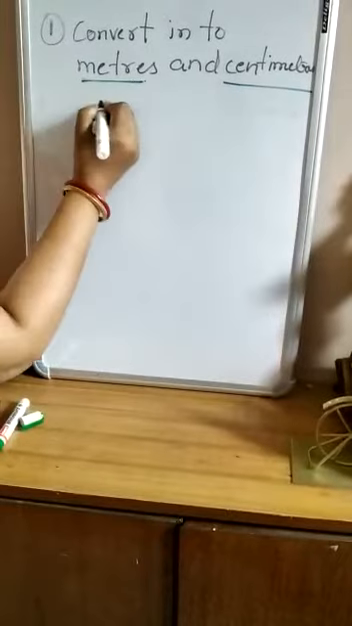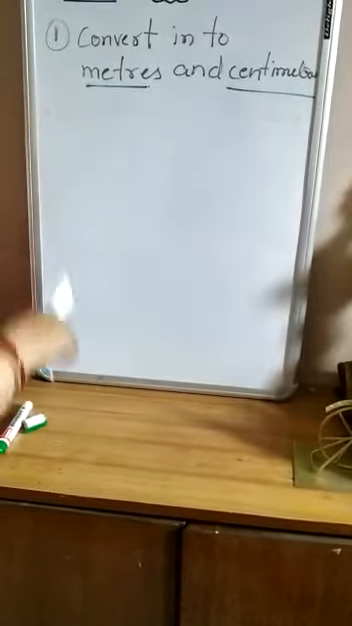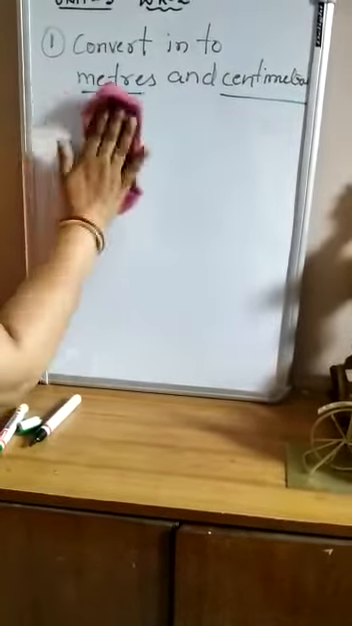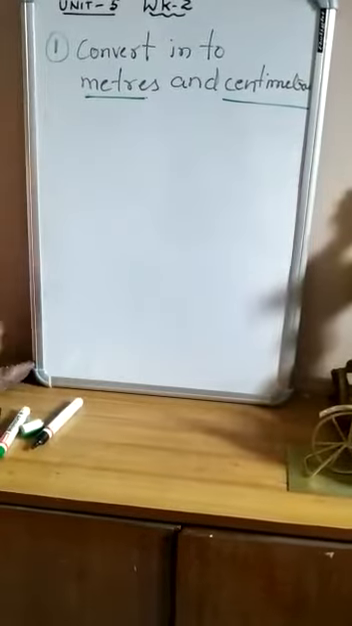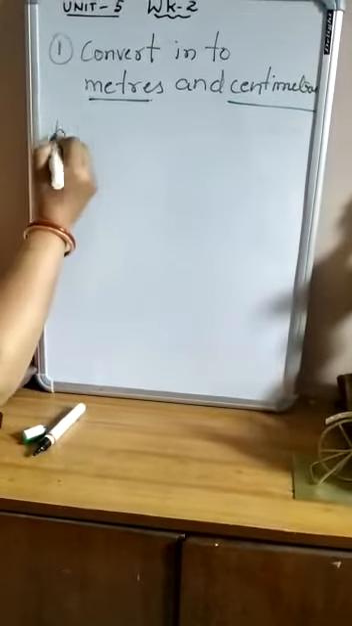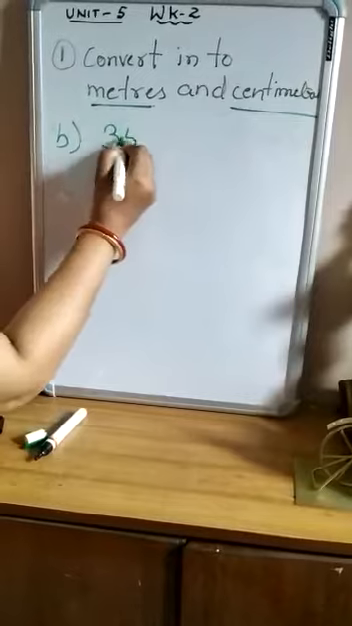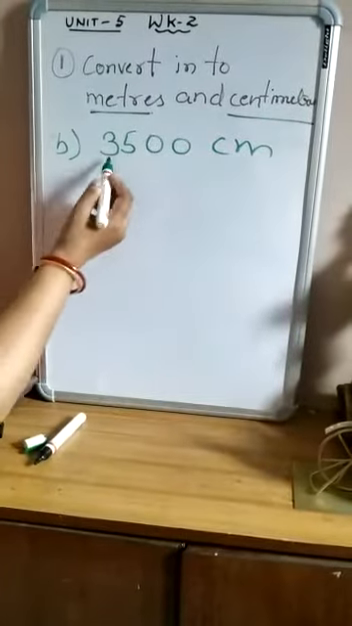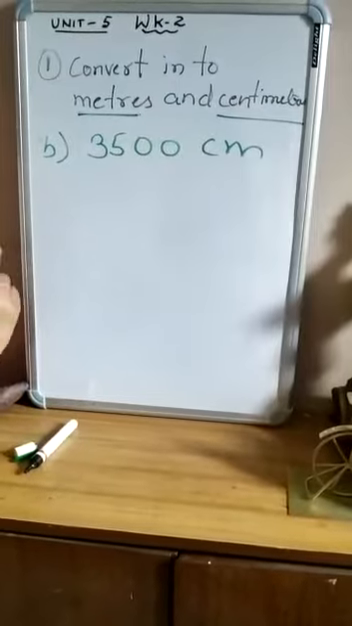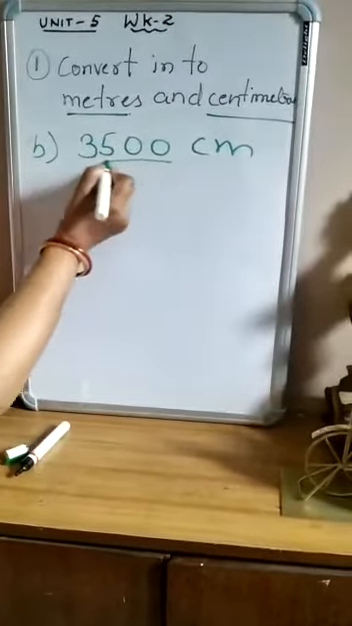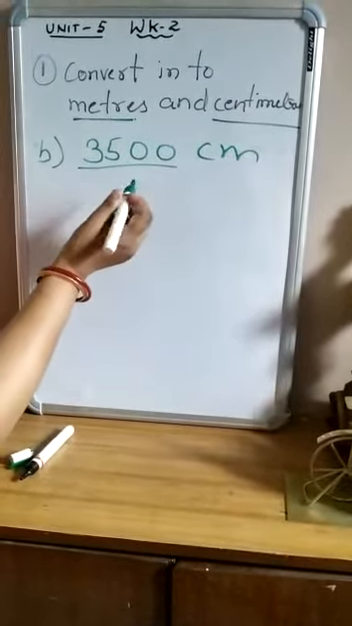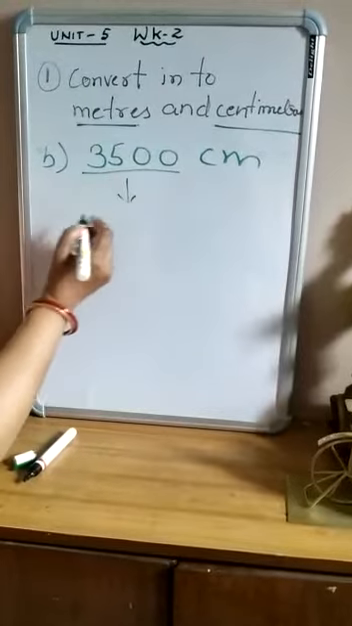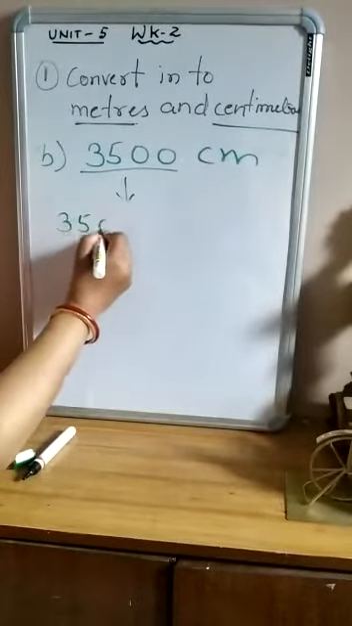Second example. B. 3500 centimeter. Correct? 3500 centimeter. Okay. So here the number of centimeter will be divided by 100.